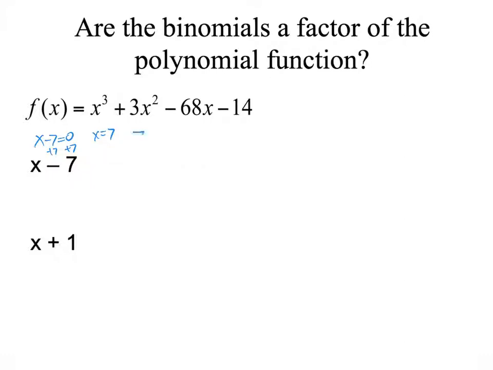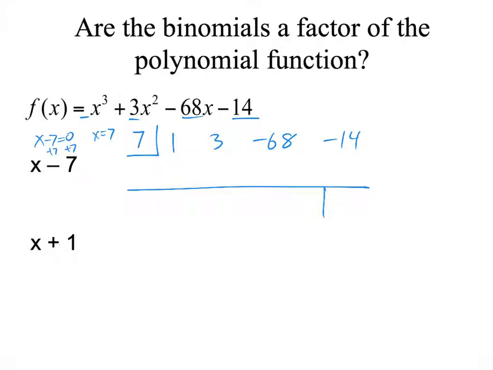So we're going to put 7 in the corner of my synthetic, because 7 is the number we plug into the synthetic. Not negative 7, we put the 7, because you think, what makes that equal to 0? And then you put the numbers in front of each of these. So you got 1, 3, negative 68, and negative 14. And we're just using synthetic as a quick way to divide.